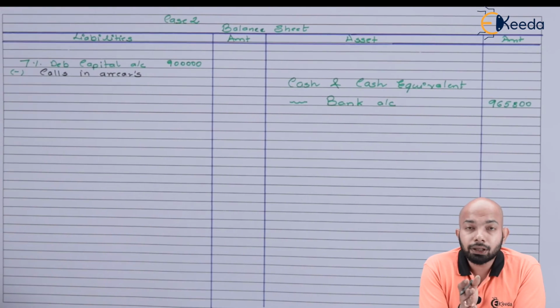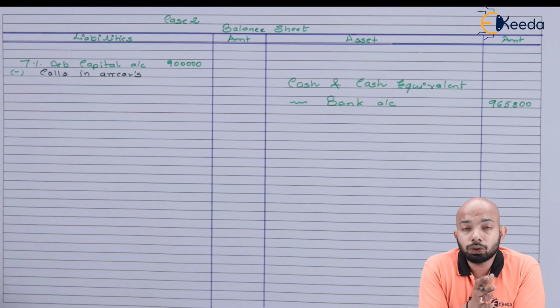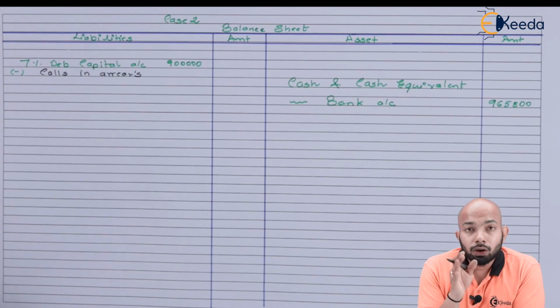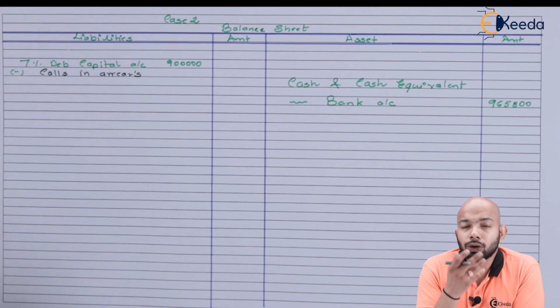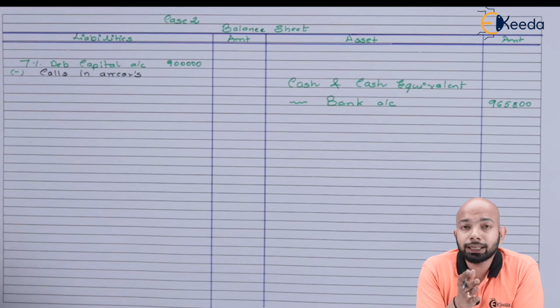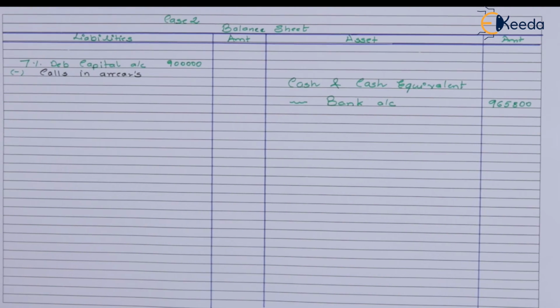So the 7% debenture capital is equivalent to a total of 9 lakh rupees. Now, the calls in arrears only related to the capital will be taken care of. Final call you already know. The only difference that you have to take into consideration is the allotment money received here. Let's mention that.